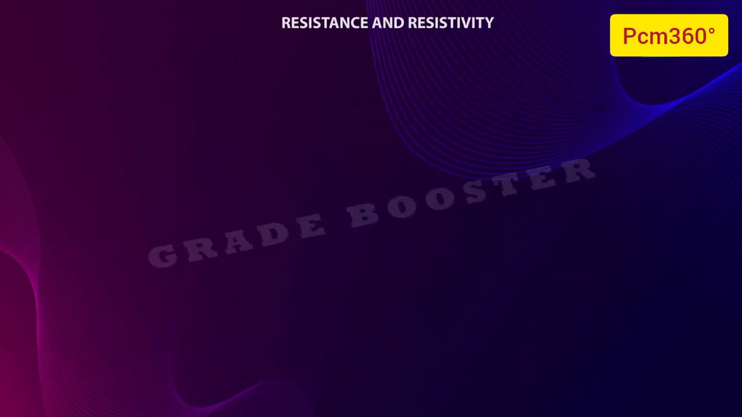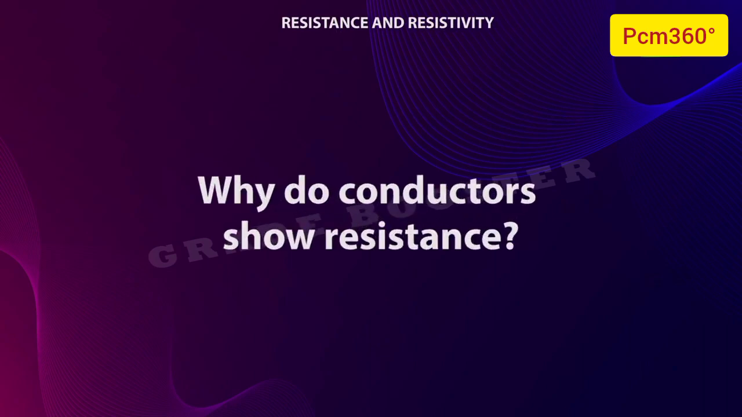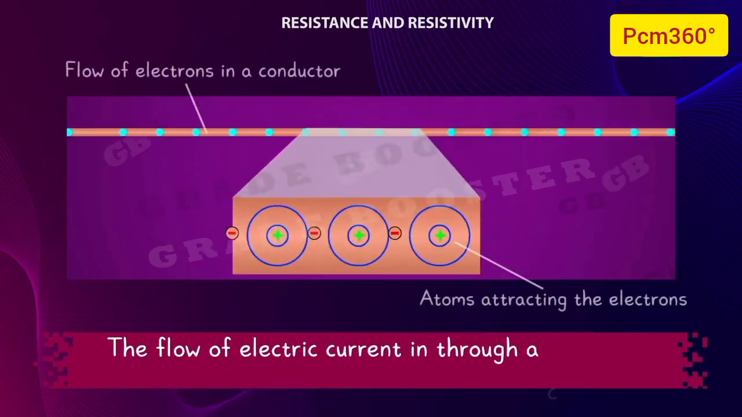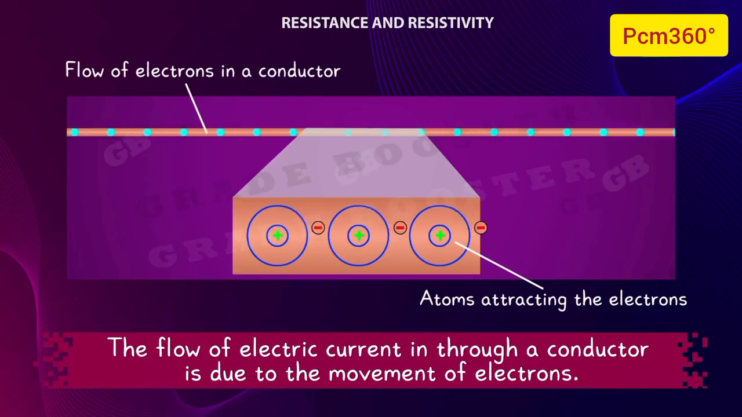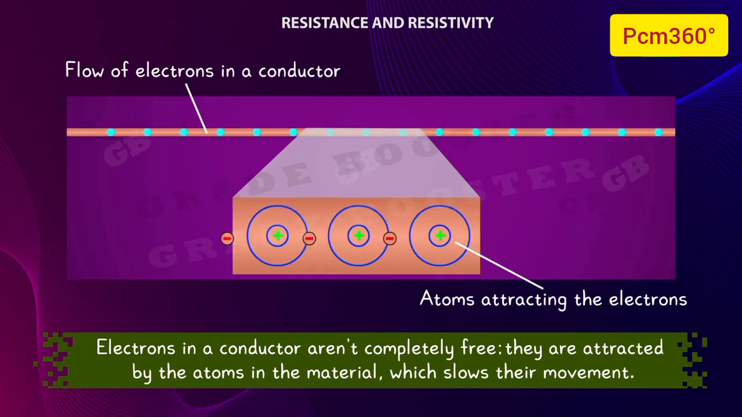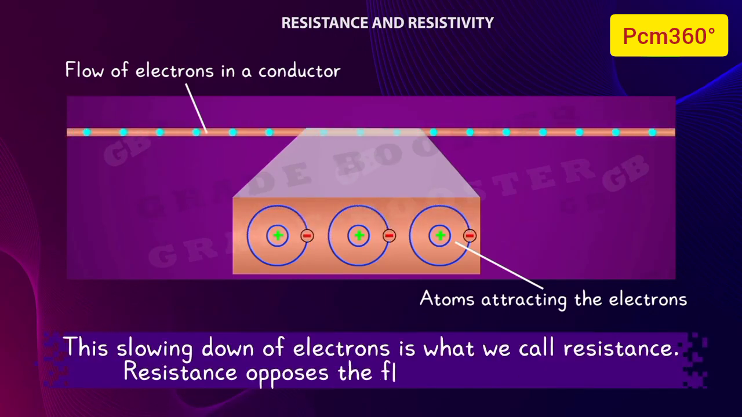Resistance and resistivity. Now let us understand more about resistance. Why do conductors show resistance? The flow of electric current through a conductor is due to the movements of electrons. Electrons in a conductor aren't completely free. They are attracted by the atoms in the material, which slows down their movement. This slowing down of electrons is what we call resistance. Resistance opposes the flow of electric current.